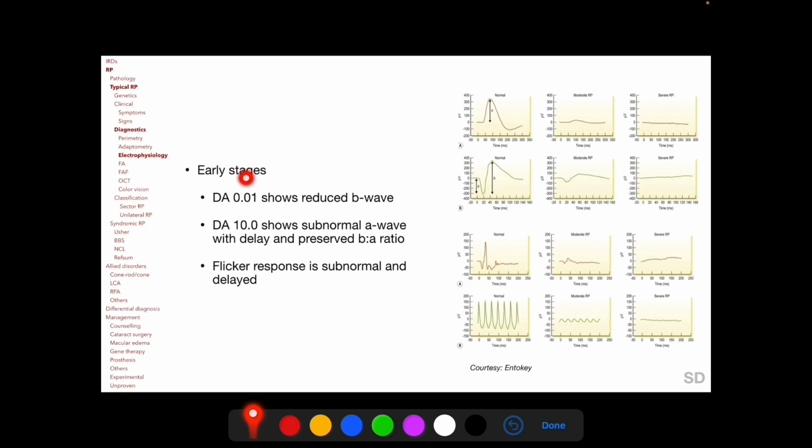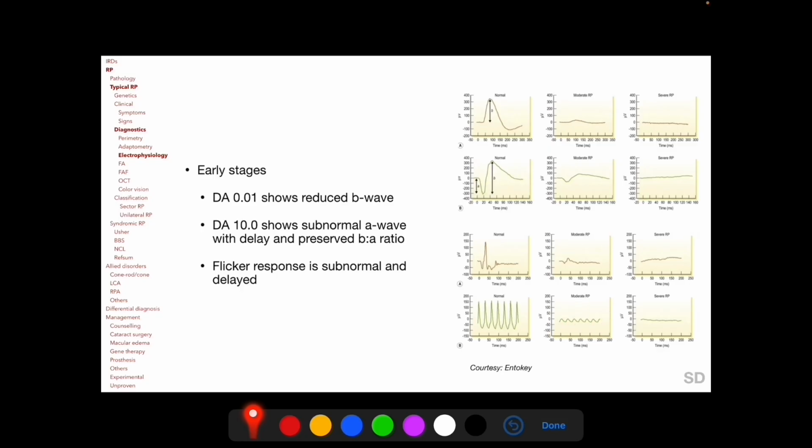In early stage of retinitis pigmentosa, the response to dark adapted dim flash shows a reduced B wave as compared to that from a normal individual, and the response to dark adapted bright flash shows a subnormal A wave as compared to that from a normal individual. This subnormal A wave is said to be a cone response to the bright flash, and the B wave to A wave ratio is preserved when compared to that from a normal individual. And the 30 Hz flicker response, which is a cone response, is also subnormal and delayed in early stages of retinitis pigmentosa.